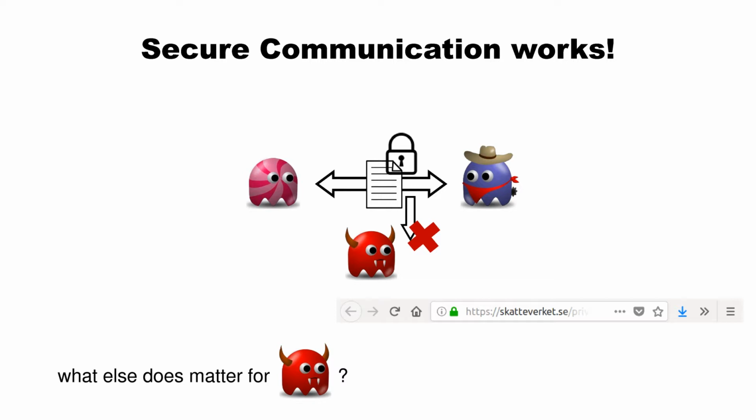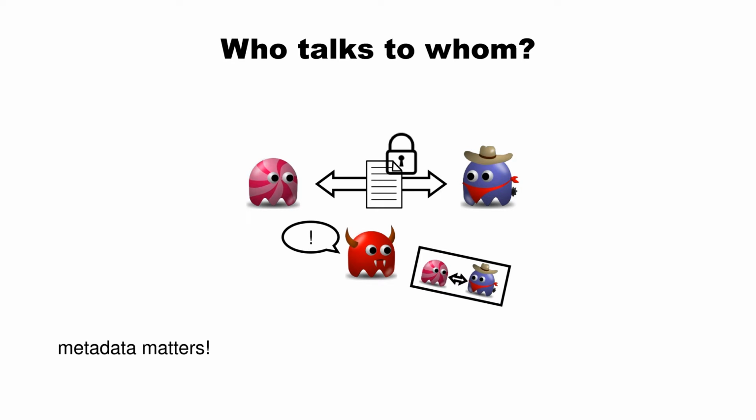But we need to ask ourselves, what else matters for Eve that she would like to know and will not be able to achieve from this encrypted communication channel? What Eve will be able to do is to find out who talks to whom. So even if the communication is secure, Eve will know that Alice spoke to Bob. Eve doesn't have access to the contents of the communication, but Eve will already know that this communication happened in a given space of time. The conclusion here is that metadata matters.